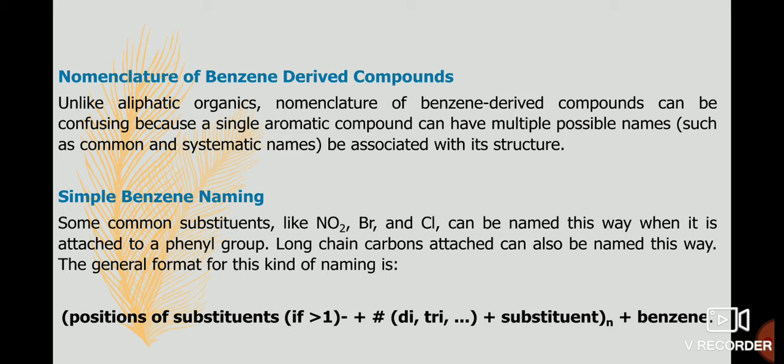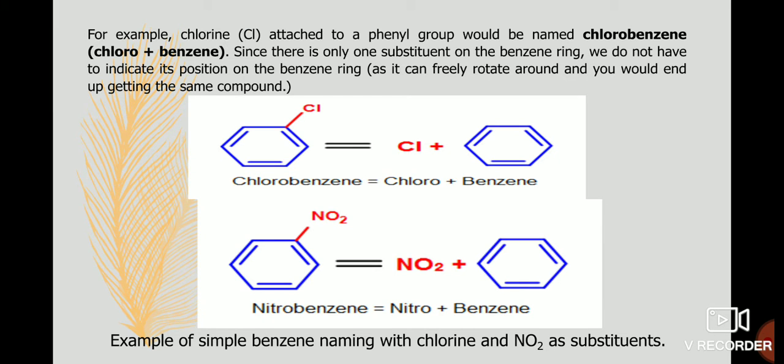So the general format for this kind of naming is positions of substituent, plus, if it is a di or tri, the number of times is the substituent, plus substituent n times, plus benzene. So this is the general format for nomenclature. So for example, chlorine attached to a phenyl group would be named as chlorobenzene. So what will we write? Chloro plus benzene. So here is the chlorobenzene molecule on my left, and it is written as Cl plus benzene ring.